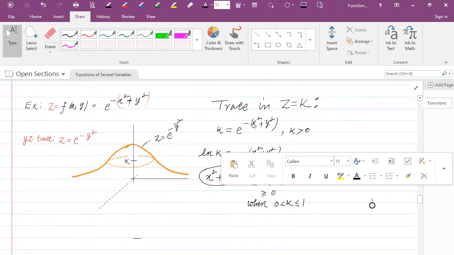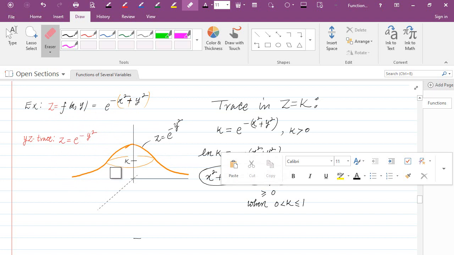One more example on this. So let's say z is the function f of x, y, which is equal to e to the negative x squared plus y squared. Now what's the graph of that? Well, first of all, let's look at the trace in the yz plane. So I'm going to take x to be 0, so we get z is equal to e to the negative y squared, and the graph of this equation in the yz plane is a nice symmetric bell-shaped curve.